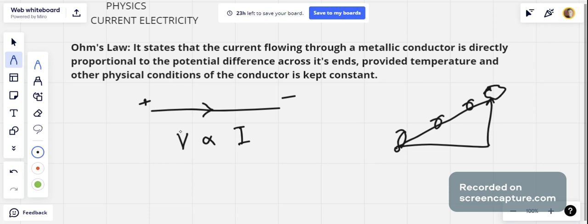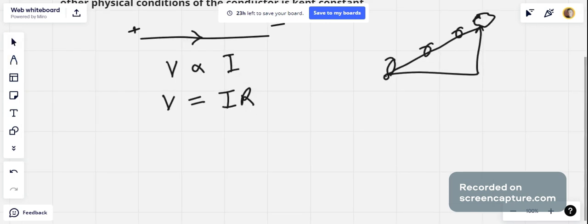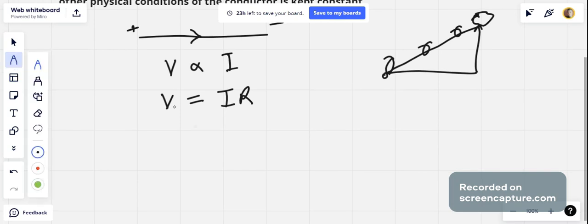Potential difference is what we call voltage. So this is your variation: V is directly proportional to I. When you now apply your constant of variation, it will be equal to I times R. So R represents all the physical conditions that are kept constant. With respect to that, we can now see that voltage equals current times resistance, where V represents potential difference.